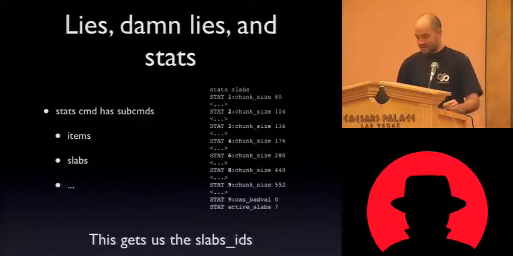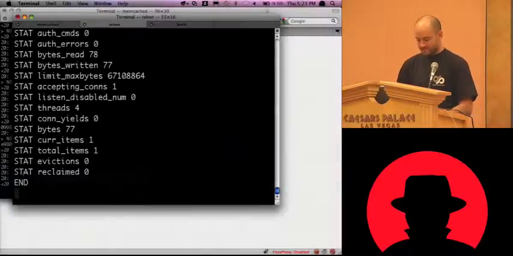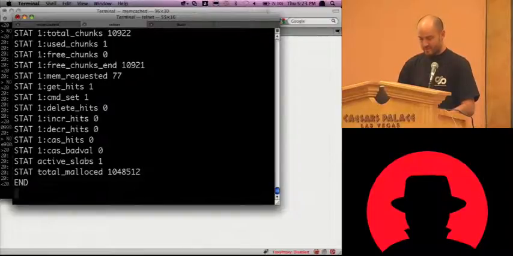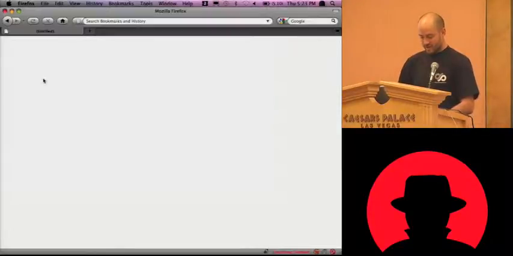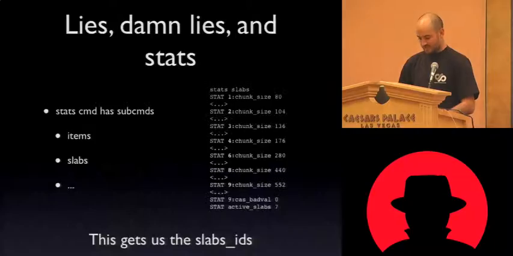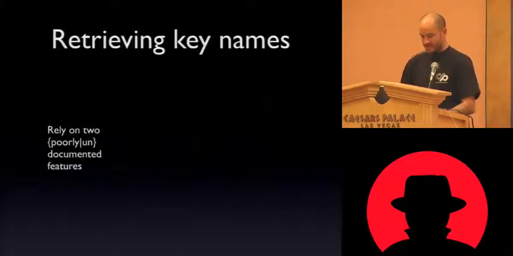So how do we pull out the slab ID numbers? Again, use the protocol itself. There are stats commands that will pull that for you. So here we can enter stats slabs, and you can see that we get stats on a particular slab. There's only one slab at the moment in this Memcached server, so we get access to that. Cool. The next things that we need to get access to are the key names themselves from each slab.